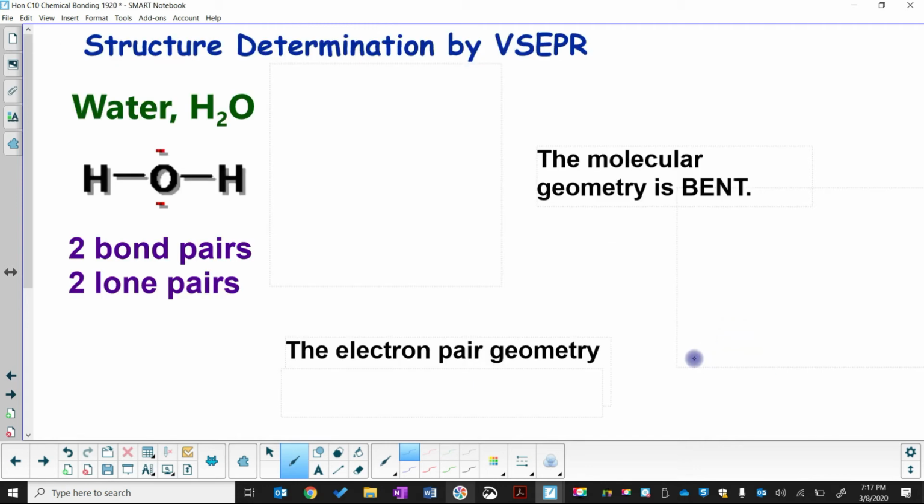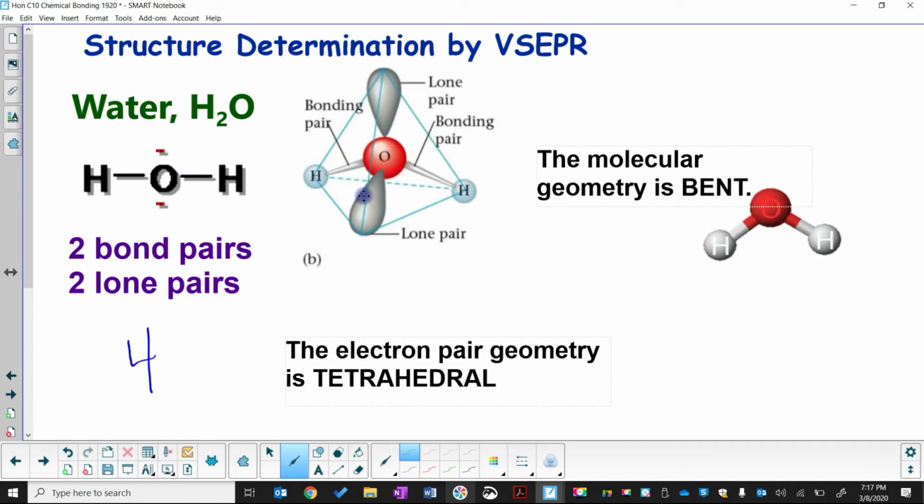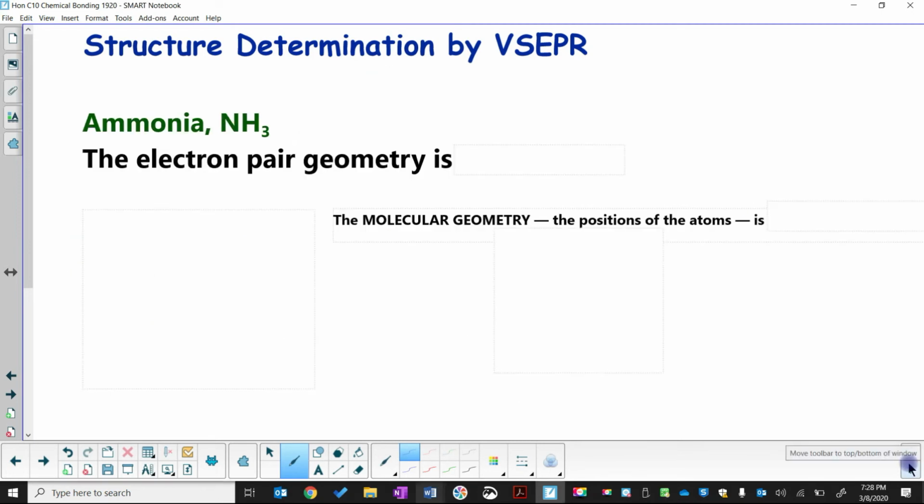So if we give this a try, we have water. So the first thing we'd have to do is draw this structure. We look, there are two bond pairs and two lone pairs. There are four electron domains. Water has a tetrahedral electron geometry because there are four areas around the center atom. Pause the video and write the Lewis structure for ammonia.